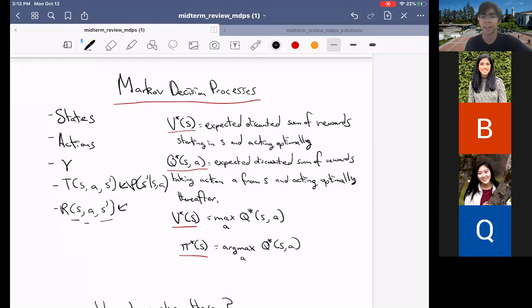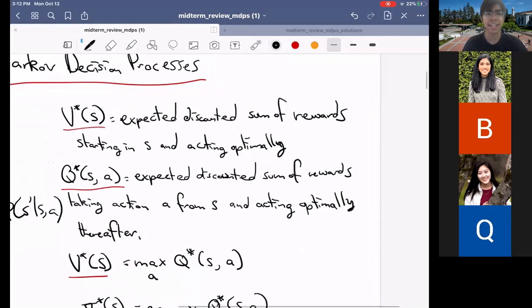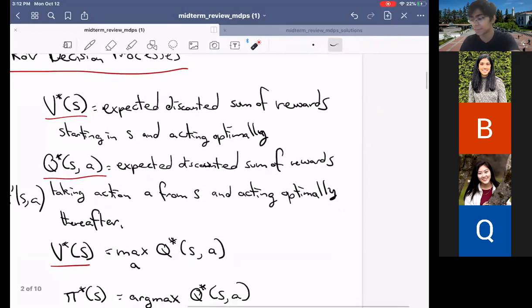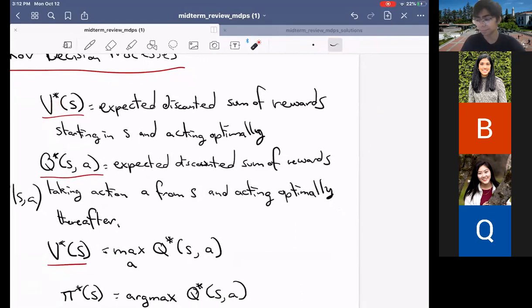So what are some quantities that we care about? Well, one thing that we care about is the value of a state. And the way we define value is the expected discounted sum of rewards if you start in S and you act optimally thereafter. So that's value, and the star just means optimal value.